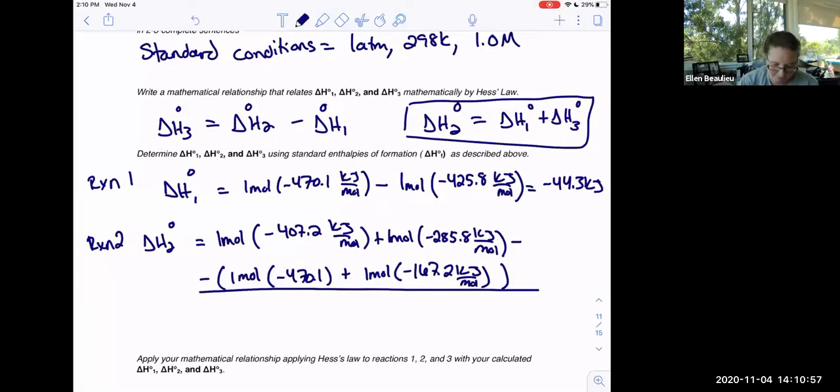All right, do the math. What do we got? Oh, wait, I took the wrong value. It's not 470, that is the aqueous. 425.8 is the solid. Sorry, I can't keep myself straight at this point in the day.